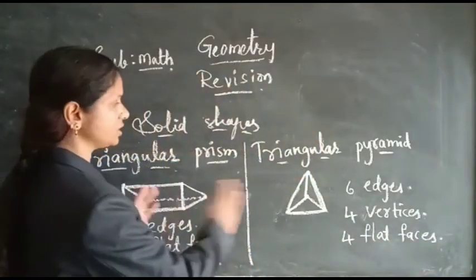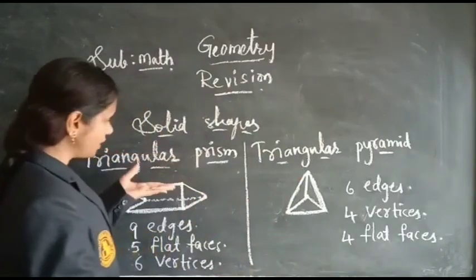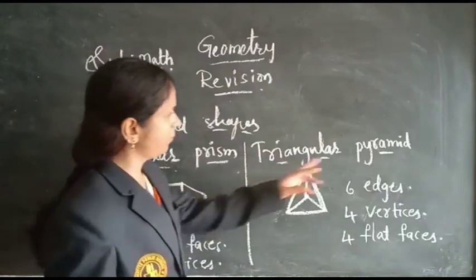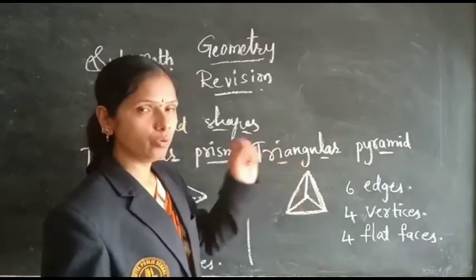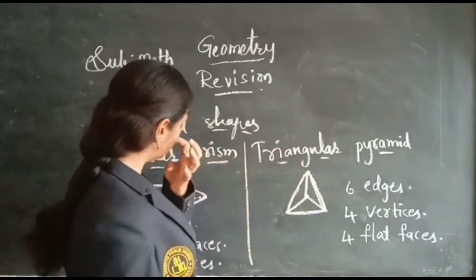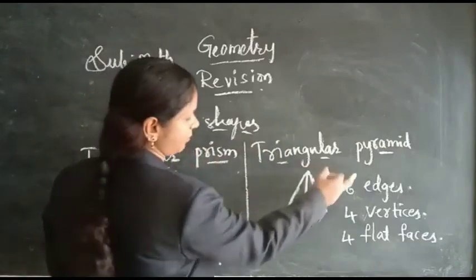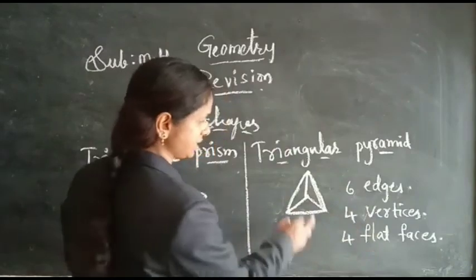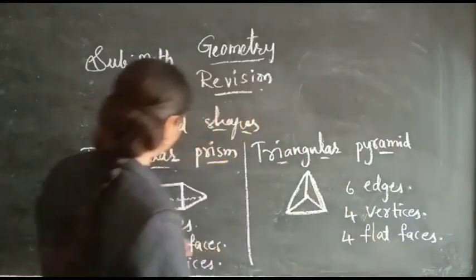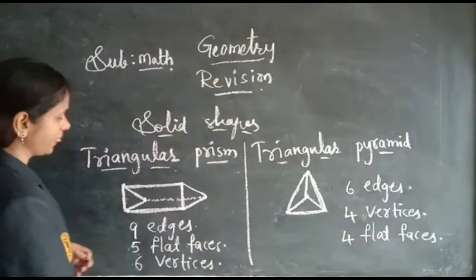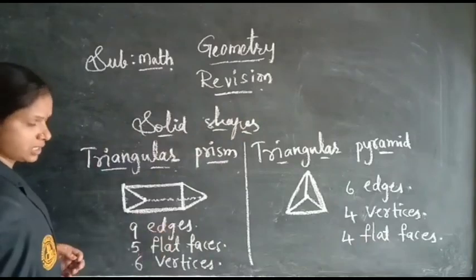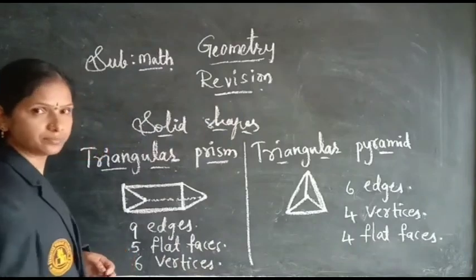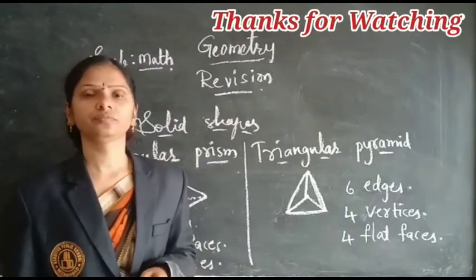Come on, don't confuse these two, children. A prism is one that at the top should have one surface or one edge, and a pyramid is one that at the top should have one vertex. And here you see a triangular pyramid has 6 edges, 4 vertices and 4 flat faces. Coming to the triangular prism, it has 9 edges, 5 flat faces, 6 vertices. Thank you children.